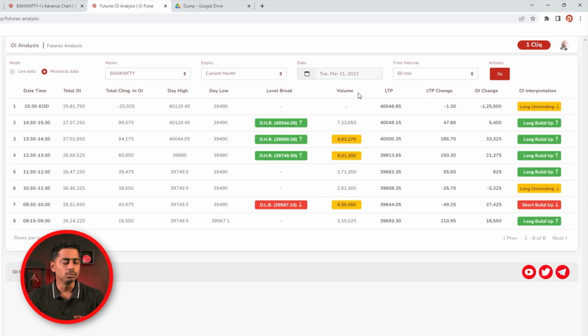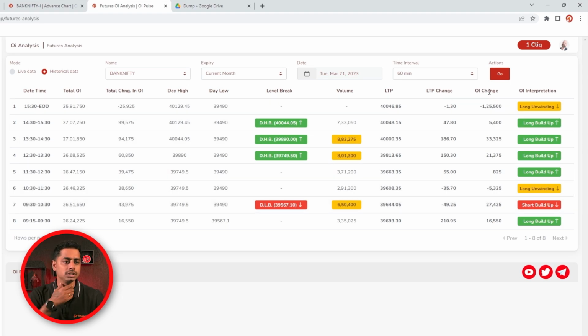And the volume has also been denoted with a background whenever the total volume for the day has increased and is on a breakout level. So you will have a yellow background whenever a volume breakout has happened. LTP, this is the future LTP, and change in LTP. So for the time interval you have selected, whatever LTP has changed will be denoted here.